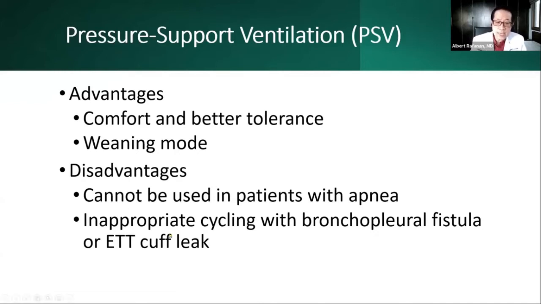There can also be inappropriate cycling with bronchopleural fistula or ETT cuff leak, because what happens, it cycles when there is a decrease of flow. But if there's a leak somewhere in the system, then it cannot determine that the flow decrease is because of a fistula through the chest tube or because of the cuff leak. So that's a disadvantage of this.